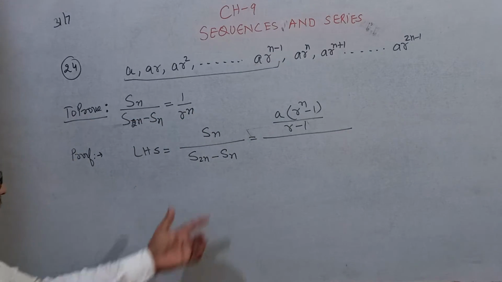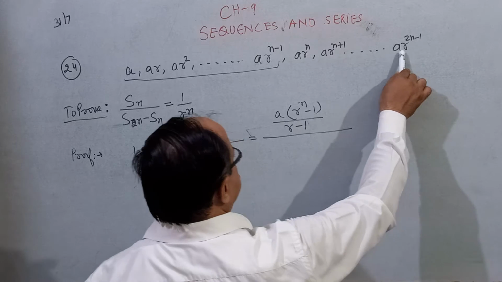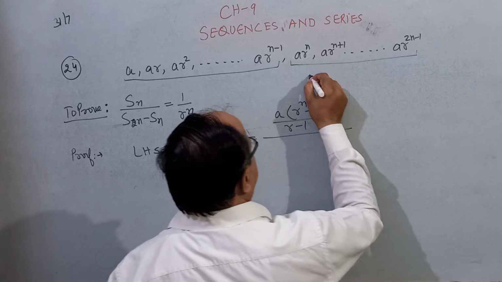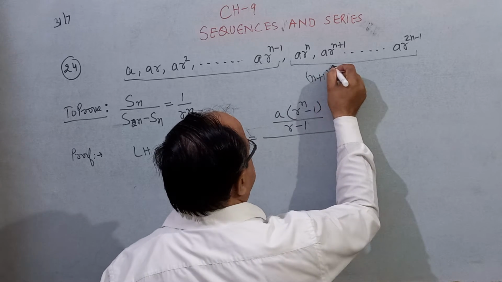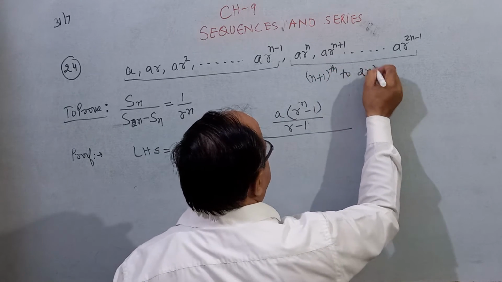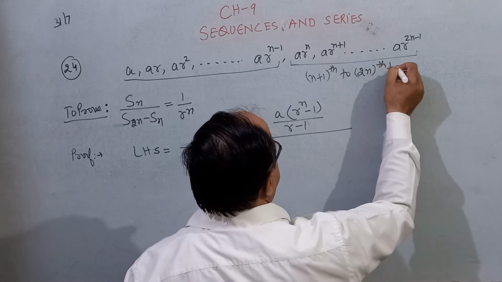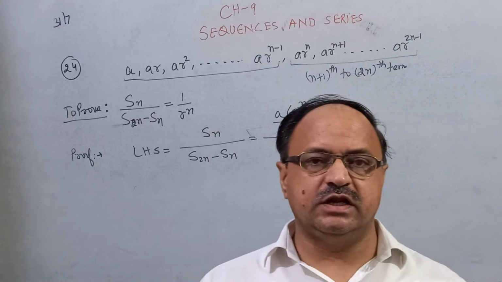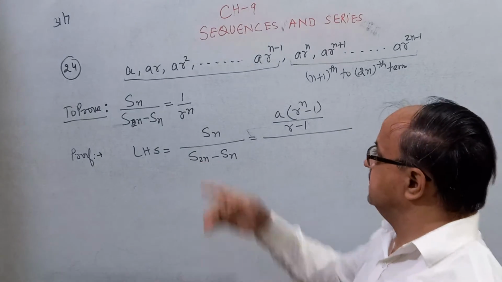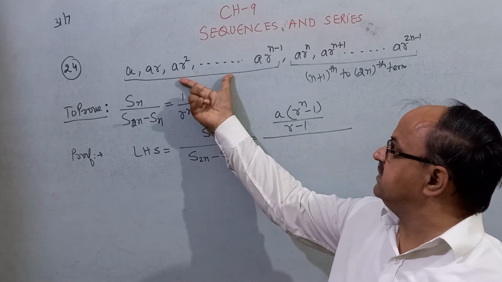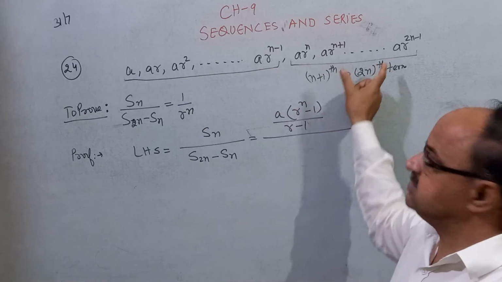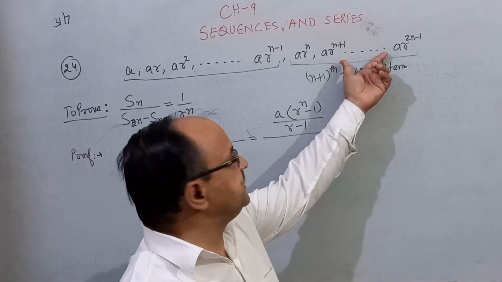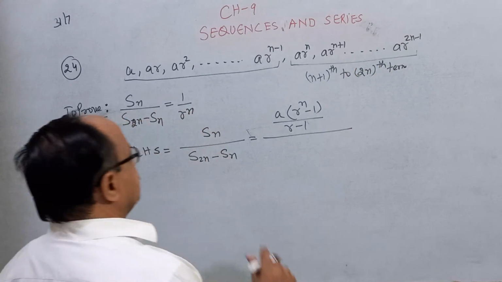Now find the sum from n plus 1 to 2n. These terms, (n plus 1)th term to 2n-th term. You know the total number of terms is 2n, and these are the number of terms n. The remaining terms are also n. So we want to find the sum of these terms.